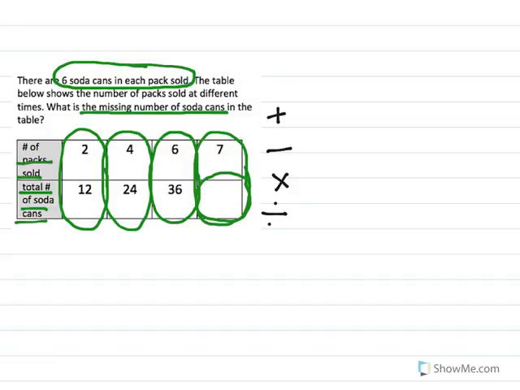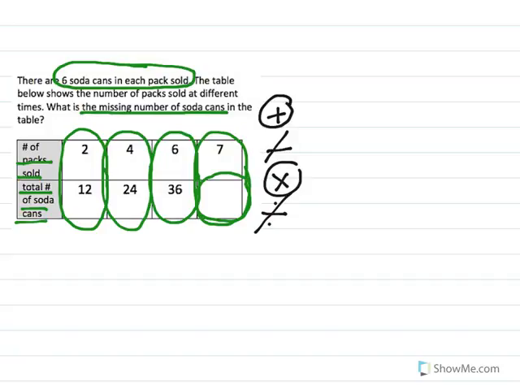From the 2 to the 12, the number is increasing. From 4 to 24, it is also increasing. Therefore, it cannot be subtraction and it cannot be division, because subtraction reduces your number and division reduces your number. So now we're between either addition and multiplication.